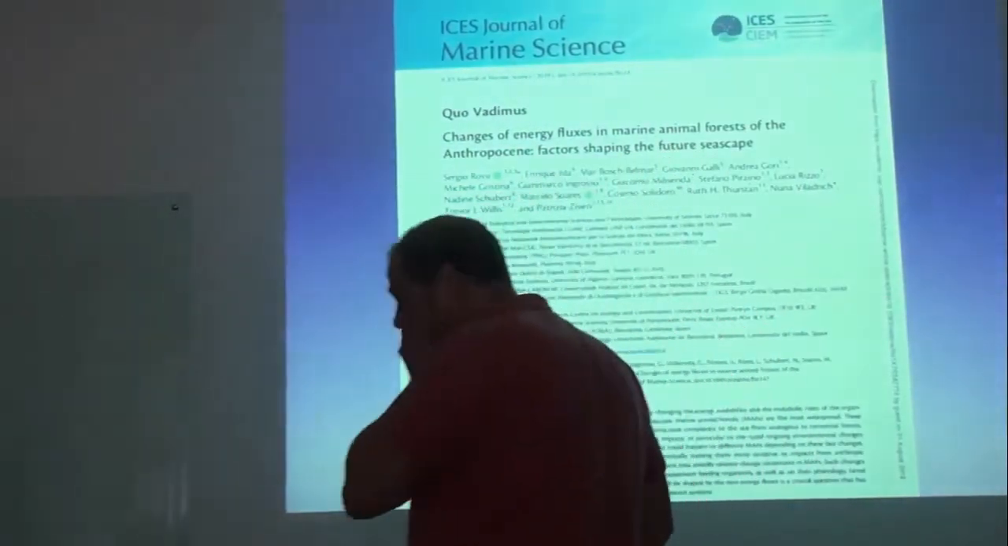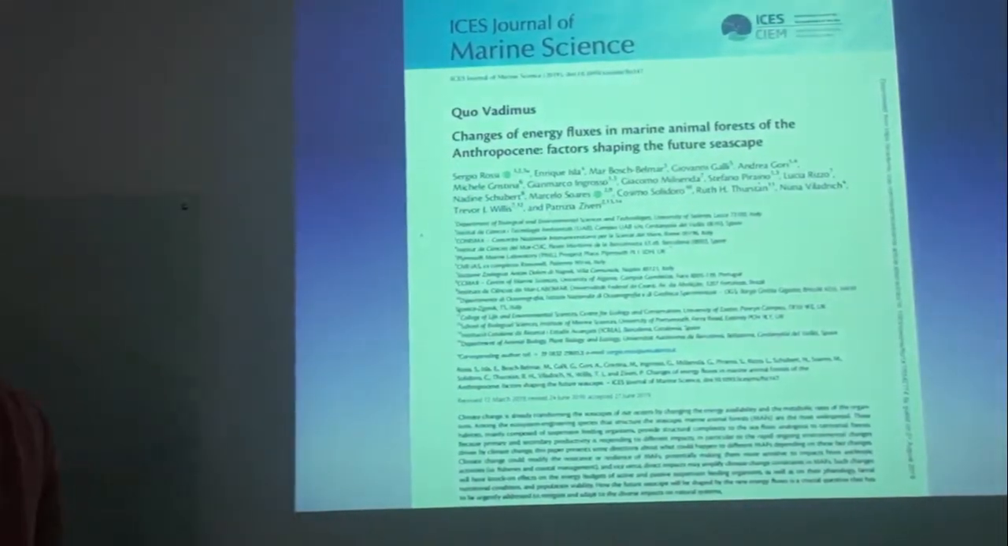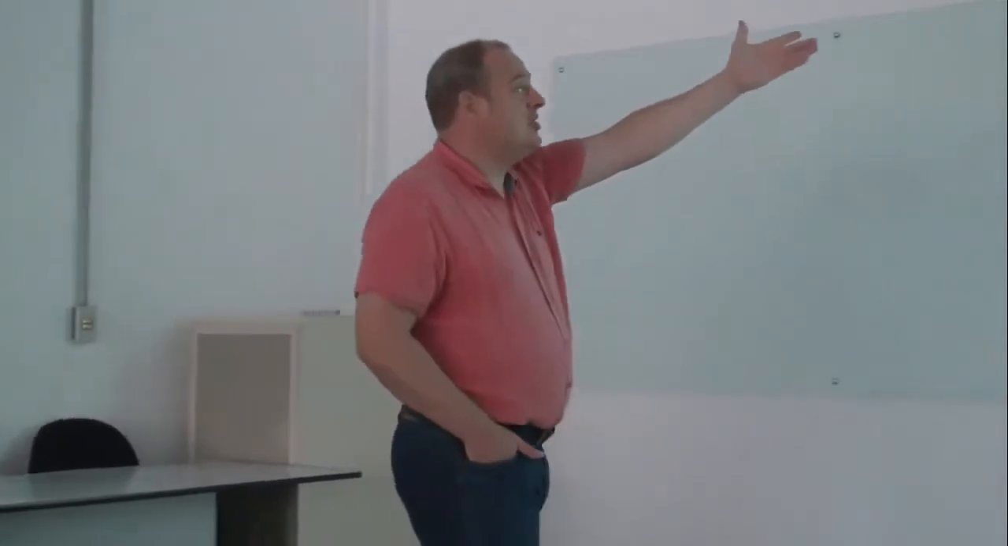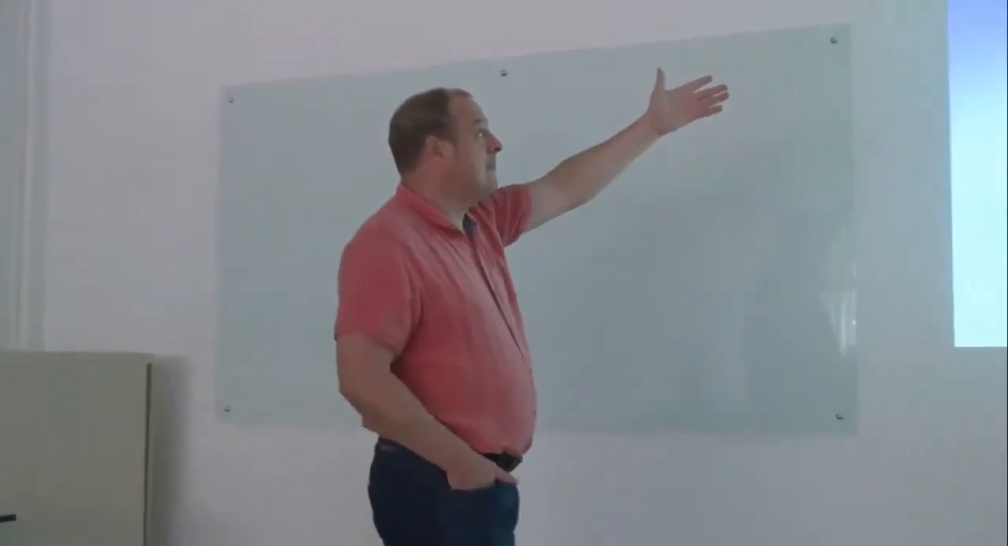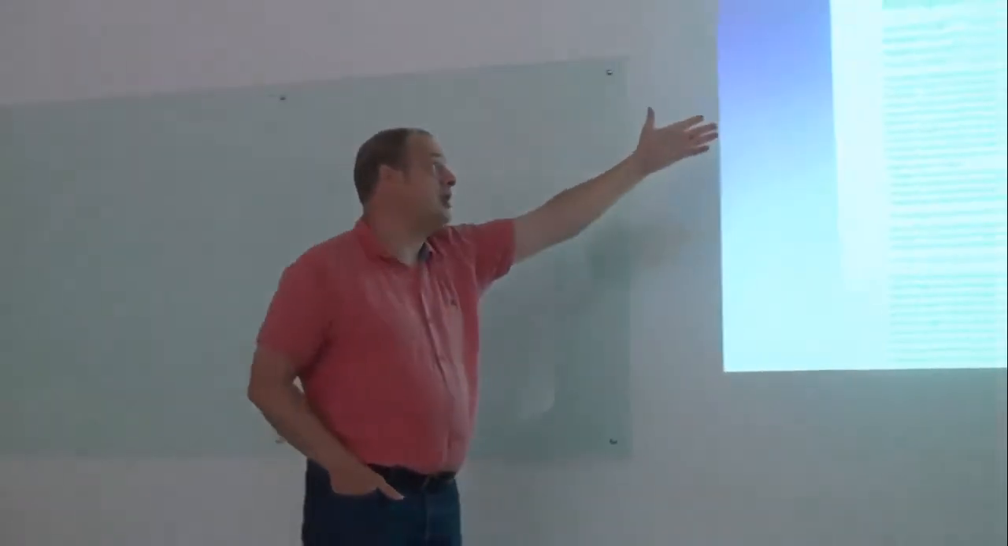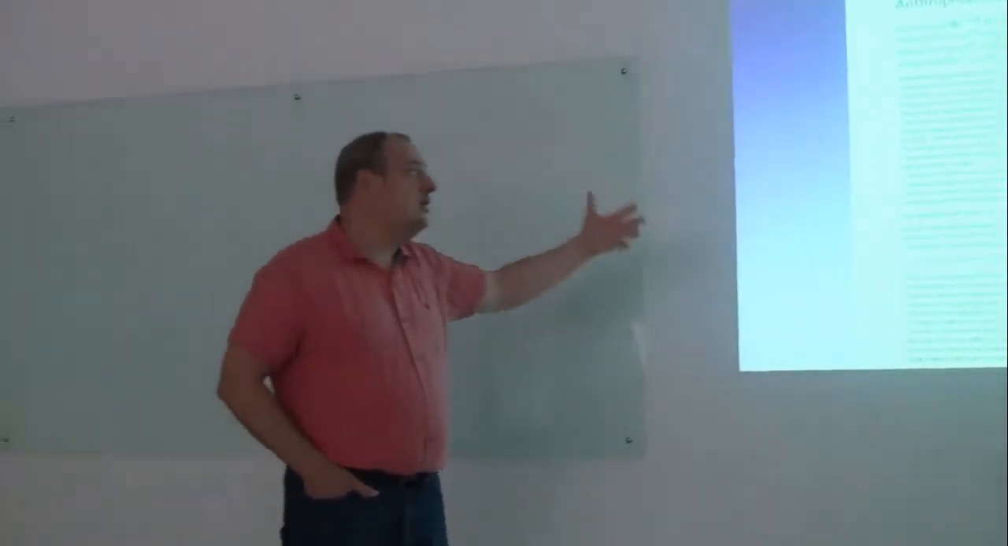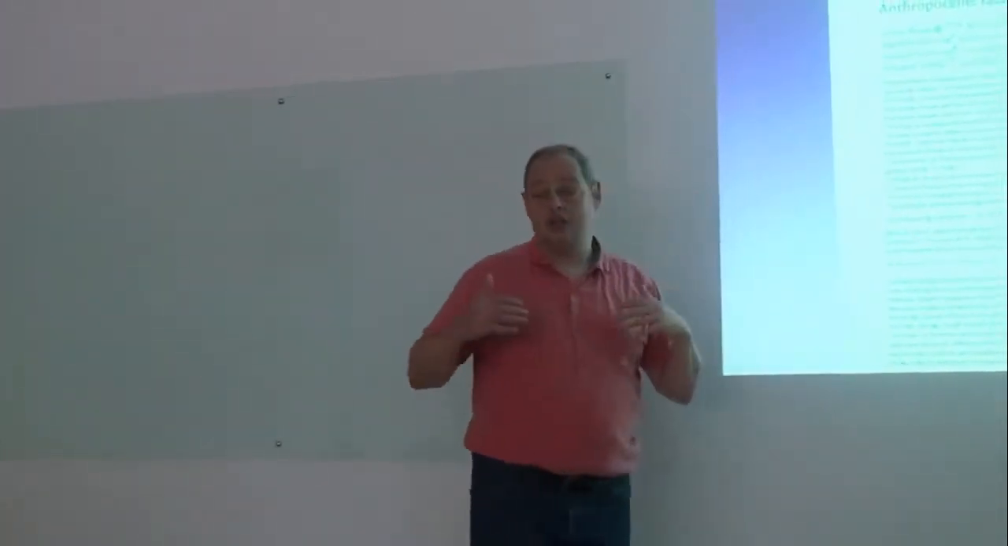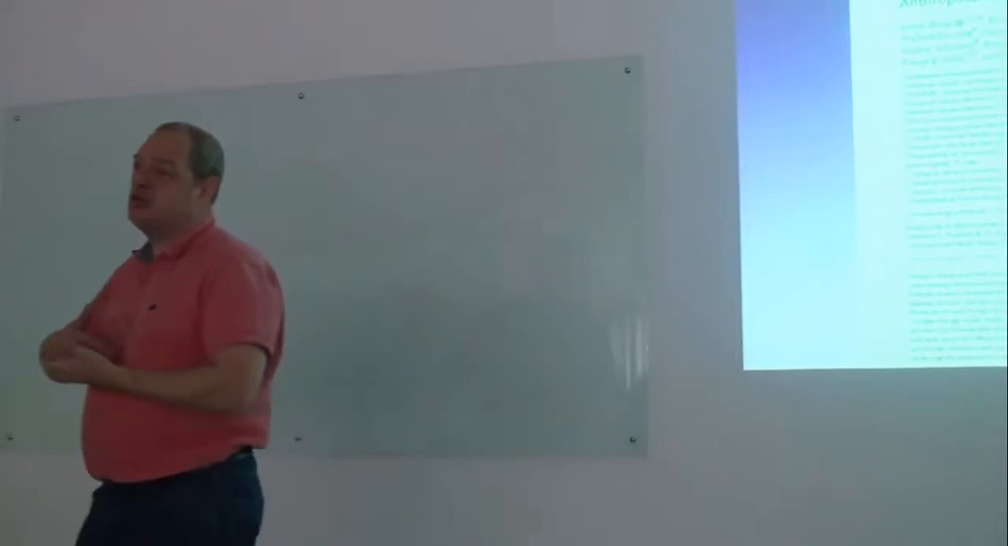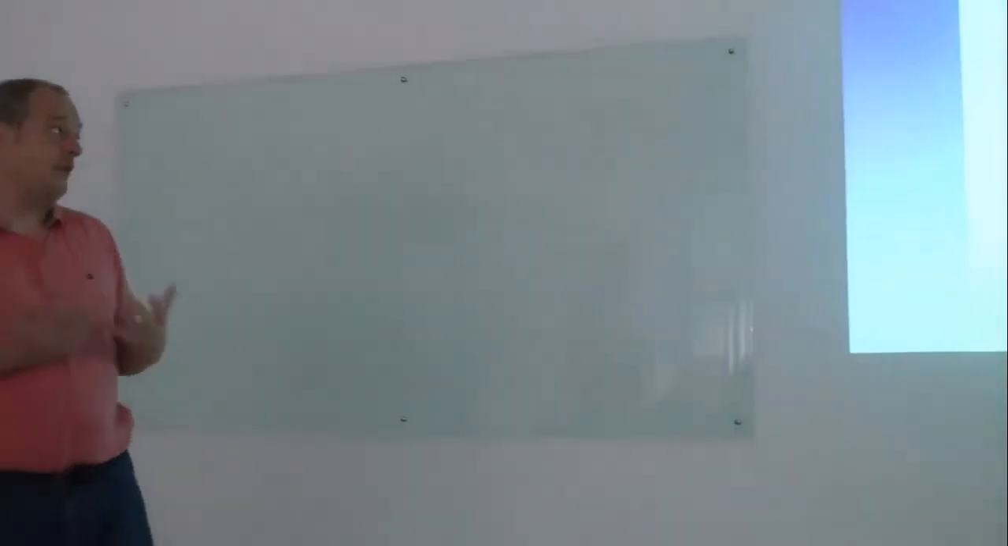This is one, very recently published in ICES Journal of Marine Science, in which we try to understand changes of energy fluxes in the marine animal forests in the Anthropocene, factors shaping the future seascape. In this Quo Vadimus section, we make a perspective paper trying to put some questions for the future.